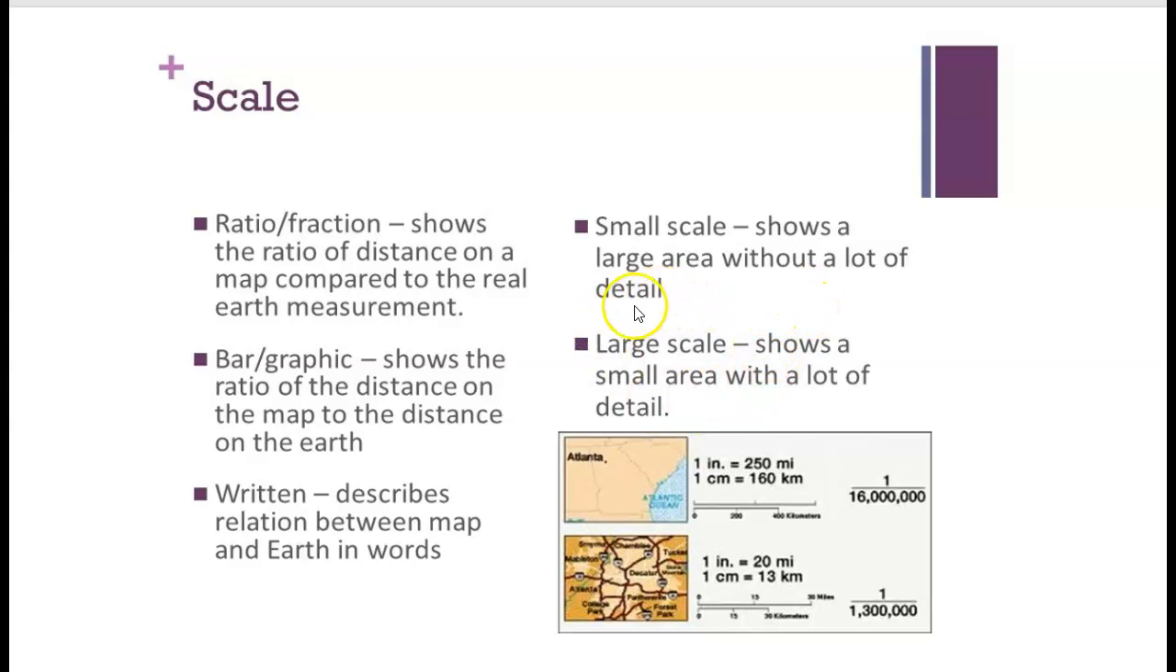If we're looking at a large scale, this is going to show a smaller area with a lot of detail. So as you make that space a lot larger to see the details, rather than looking at highways and roads, you might actually be able to see different buildings or shopping centers, maybe even cars themselves in that map.